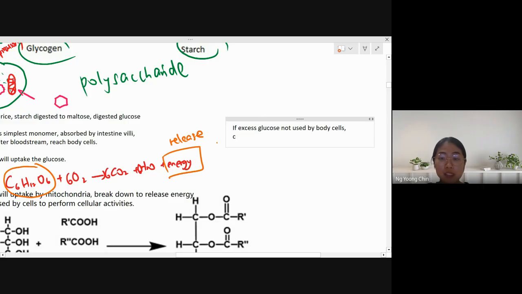They will be converted by insulin. Insulin is a kind of hormone produced by the human pancreas. So the insulin will convert the glucose into glycogen. See, glycogen. After that, the glycogen will be stored in our body, in the liver and also the muscle cells. These two places.